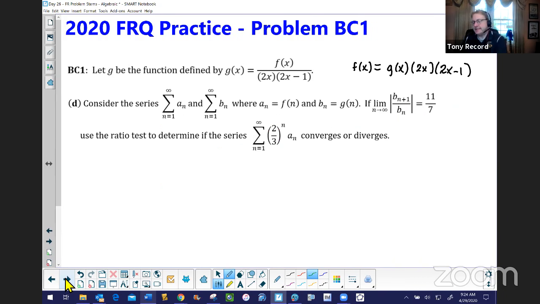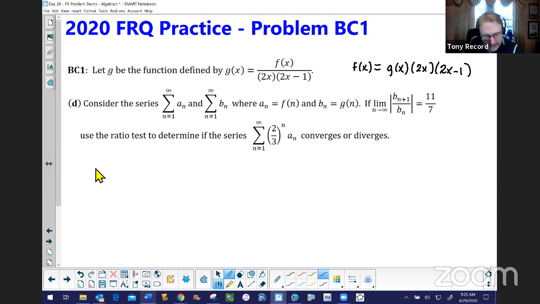Now, if we take a look at part D, we're going to move into a little bit of, I guess, BC realm here, and we're going to consider the series a sub n and the series b sub n as n goes from 1 to infinity. And we're going to define a sub n as f of n, b sub n as g of n. And then we're going to give you the fact that the limit as n approaches infinity of the absolute value of b sub n plus 1 over b sub n is 11/7. So we're going to use the ratio test to determine if this brand new series, the summation of 2/3 to the nth power times a sub n, converges or diverges. So we sort of got a three-ring circus going on here, a lot of things happening. So let's just digest it a piece at a time.